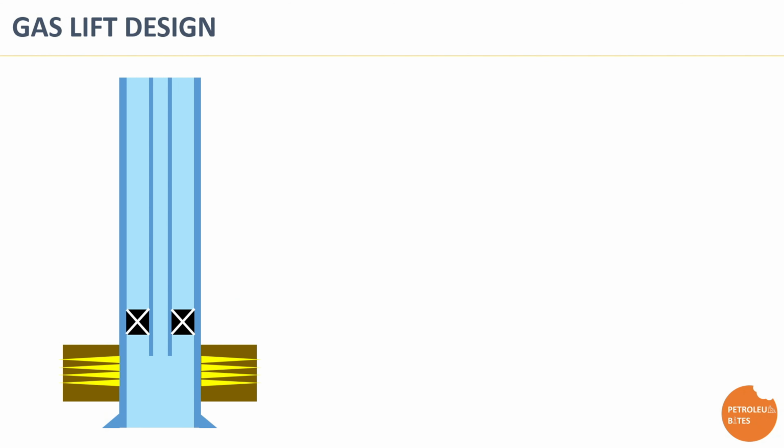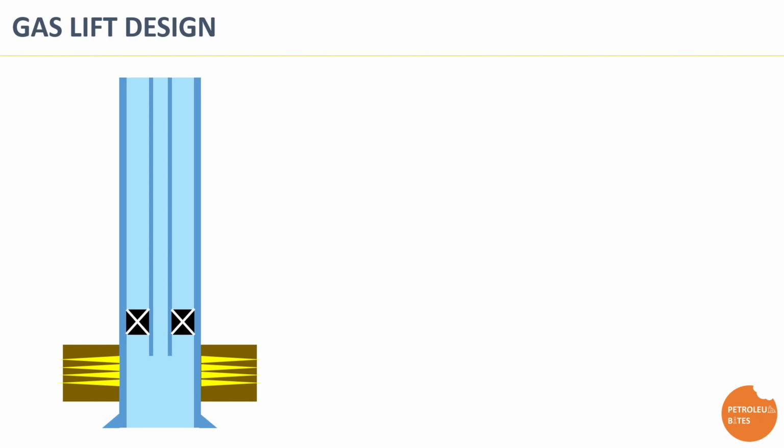Let's now move to gas lift design. The primary goal of the design process is to determine the number and depth of required valves, along with their operating pressure, to achieve the target production rate while working within the limits of available gas injection rate and pressure.